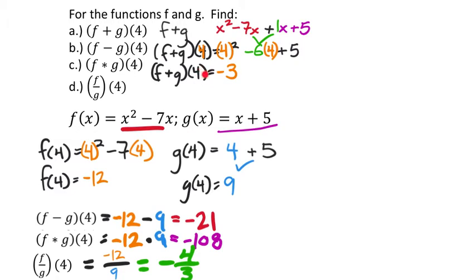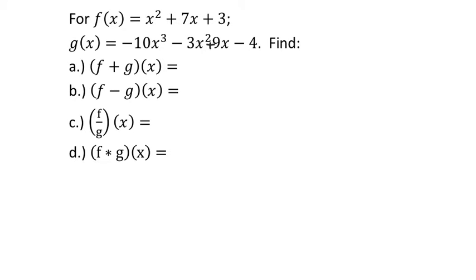So there we go. We had f plus g of 4, which is negative 3. f minus g of 4 is just negative 21. f times g is negative 108, and then f divided by g was negative 4/3. There's one quick step with the f minus g of x right here. Okay, so f minus g of x.